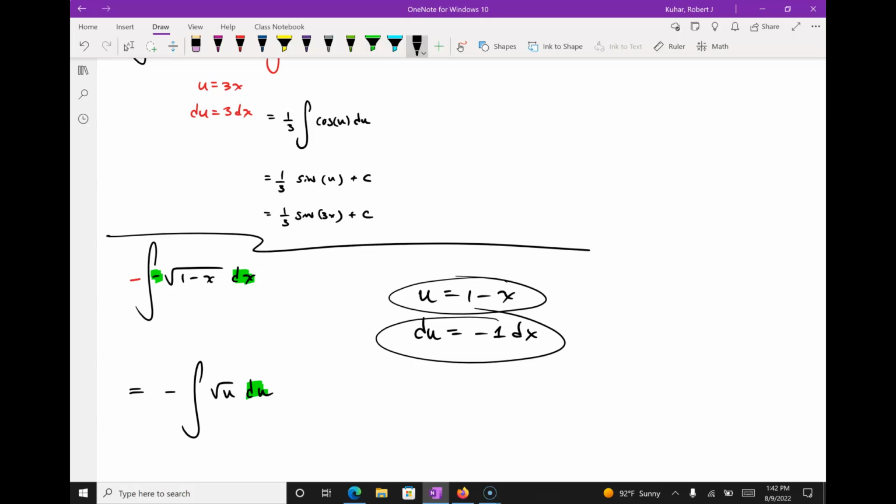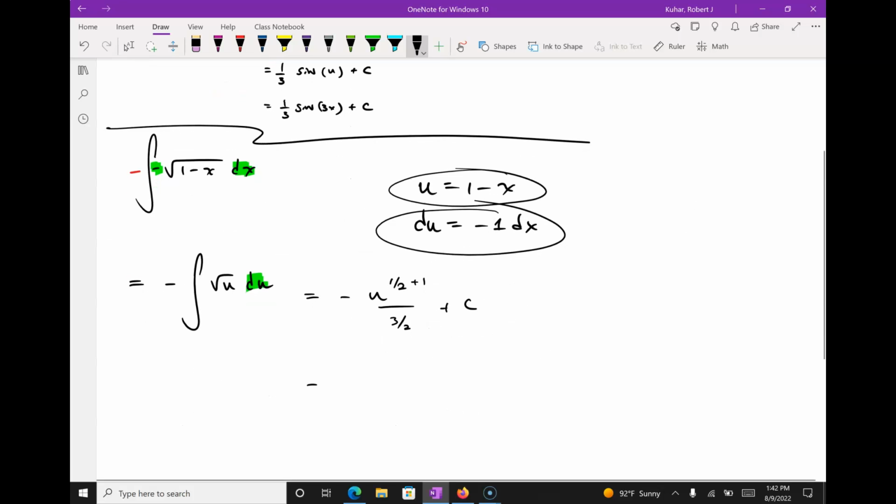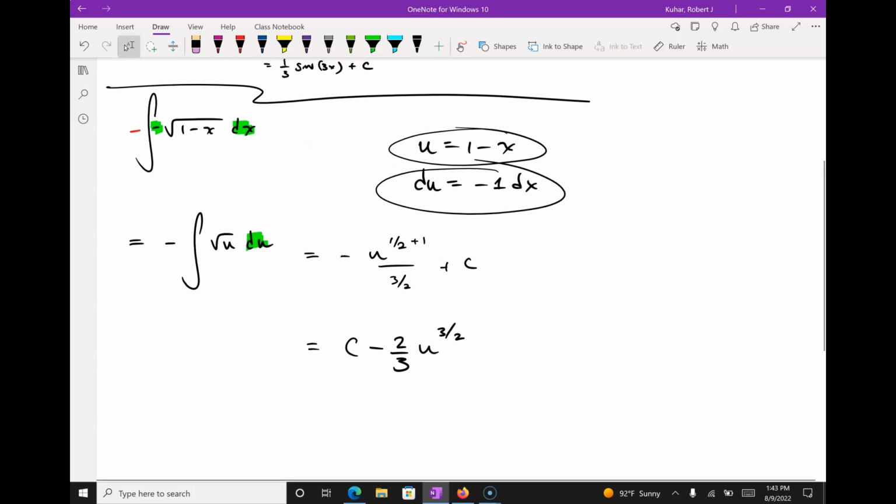Yes. So what do I get? The opposite of u to the 1/2, but I'm integrating, so what do I have to do to the 1/2? Add 1 and divide by the new, yep, and plus c. So I get c minus 2/3 u to the 3/2. And of course u is 1 minus x. So I get c minus 2/3 times 1 minus x all to the 3/2.